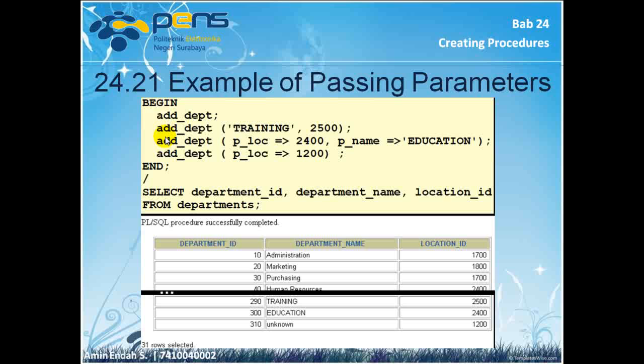Example of passing parameters. Begin add_department('Training', 2500); add_department(plog => 2040); add_department(400, pname => 'Education', plog => 1200); end; closed by /. Select department_id, department_name, location_id from departments.